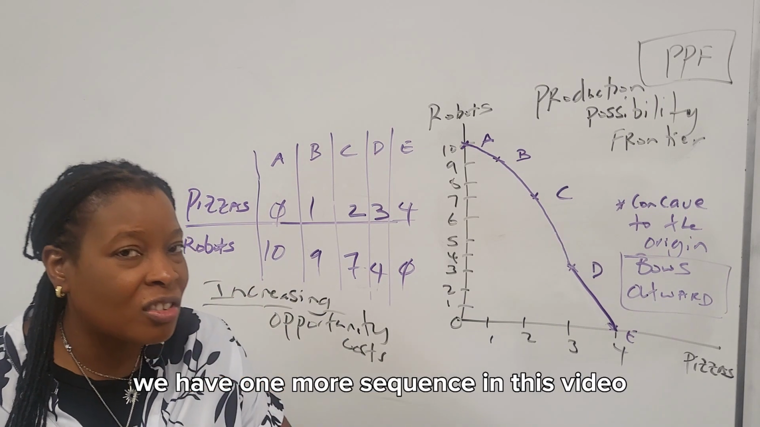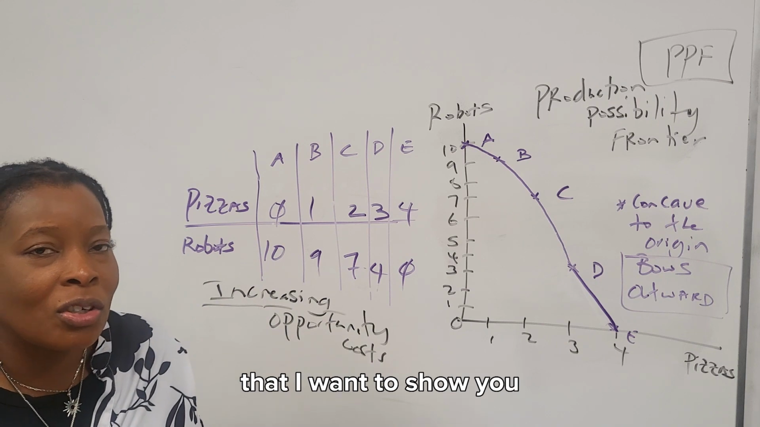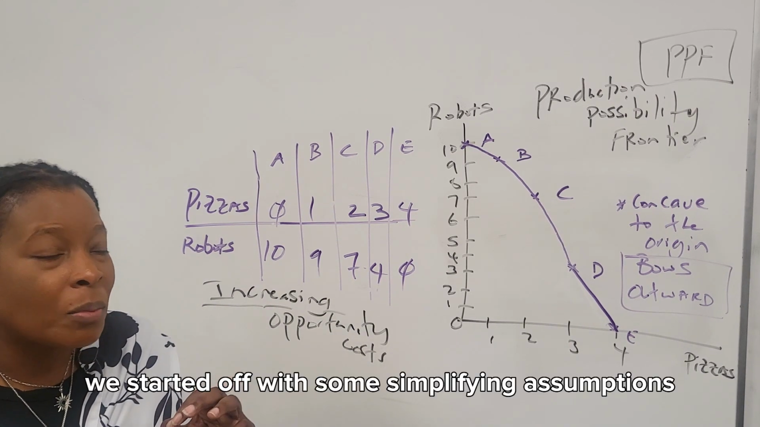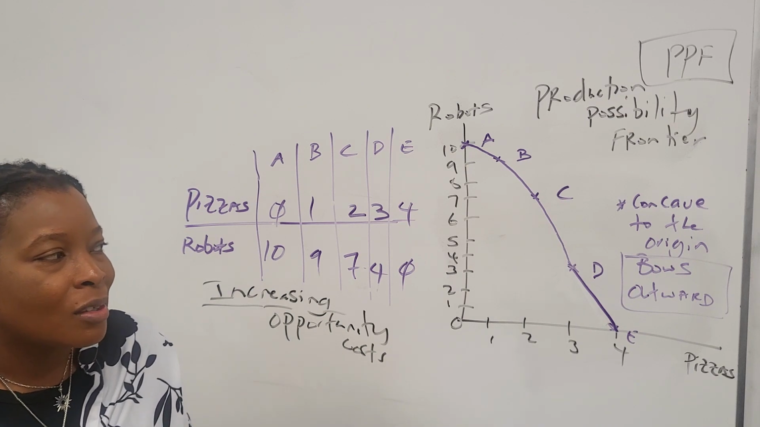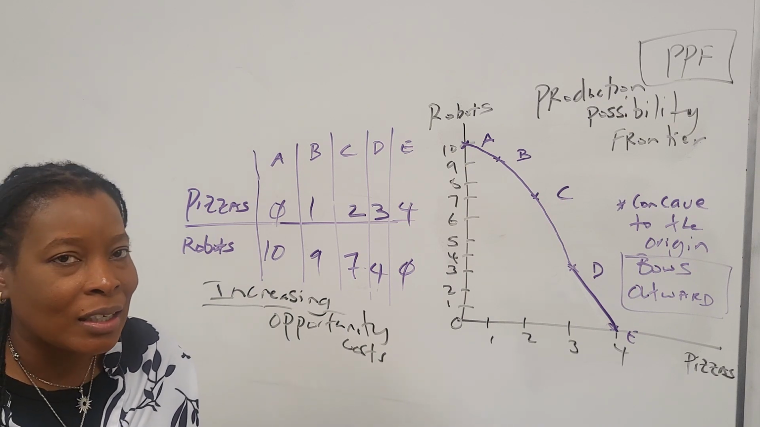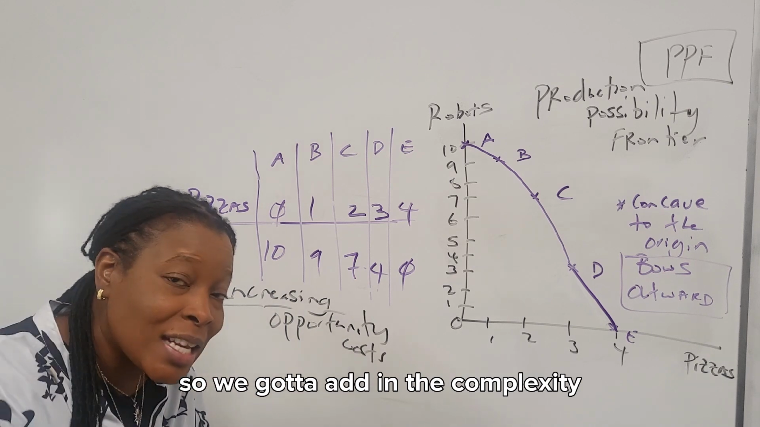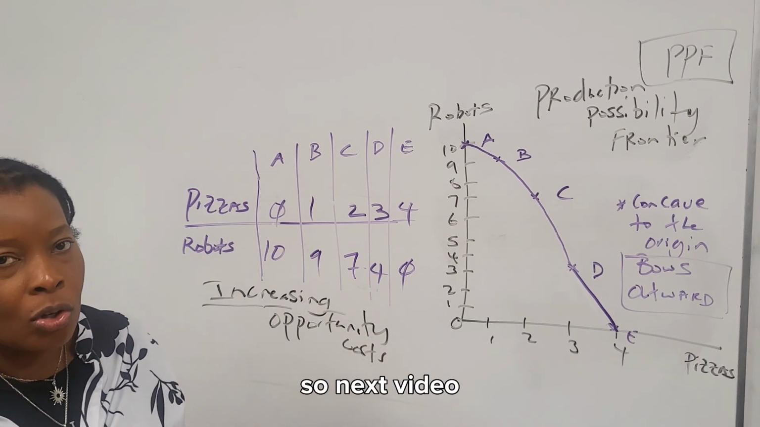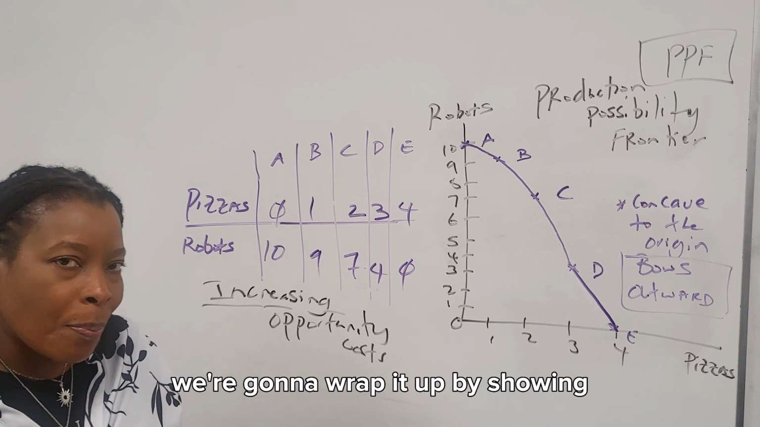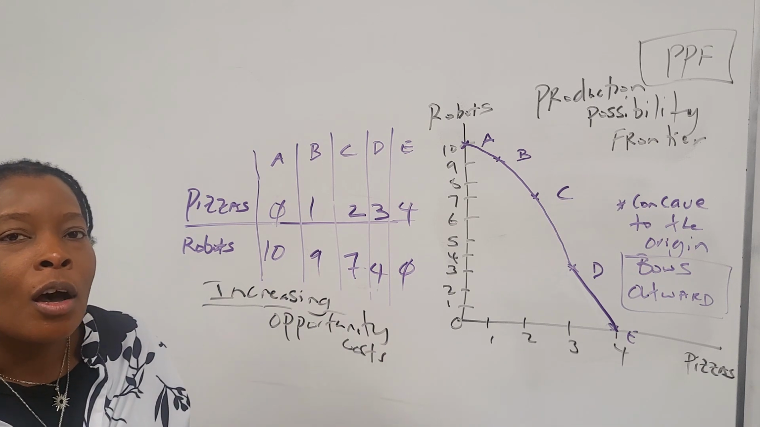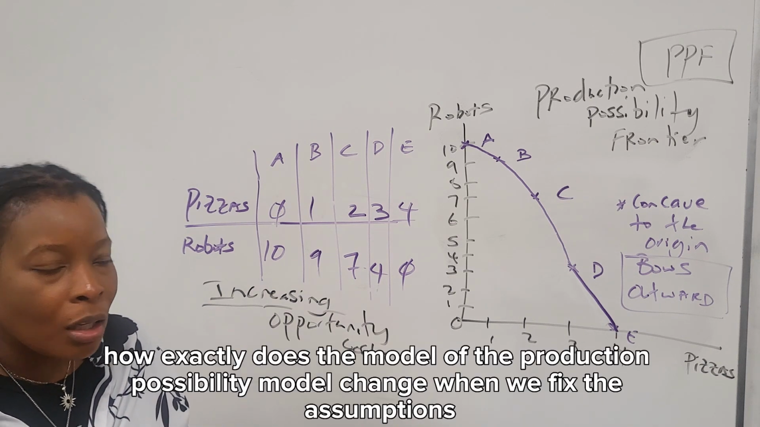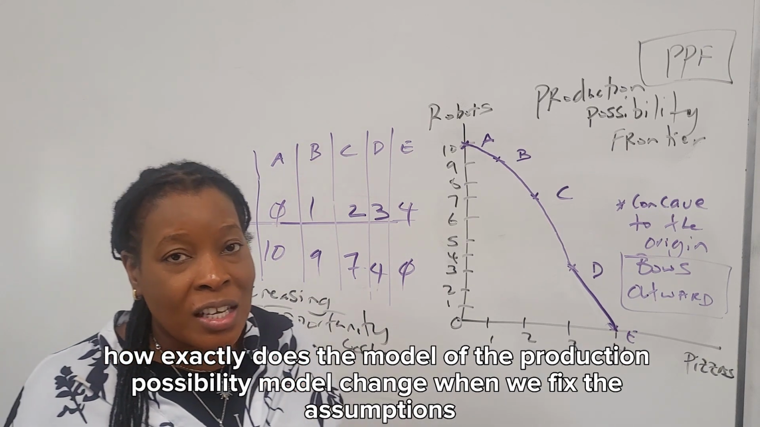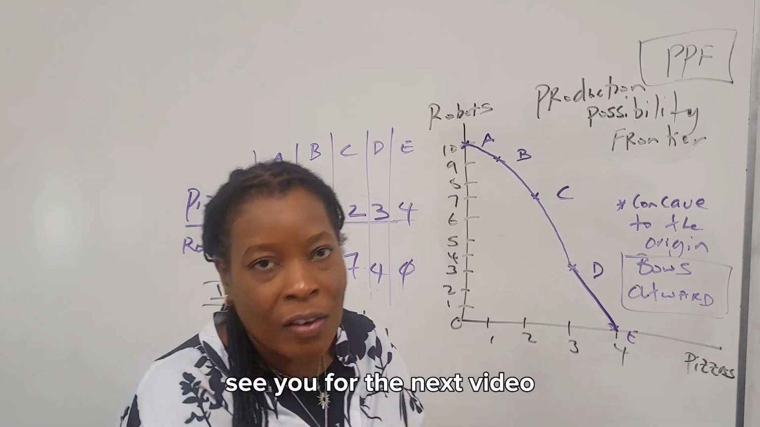We have one more sequence in this video that I want to show you because we do have a little bit of a problem. We started off with some simplifying assumptions that are not realistic. So we gotta add in the complexity and the realism to this model. So next video, we're gonna wrap it up by showing how exactly the production possibility model changes when we fix the assumptions. See you for the next video.